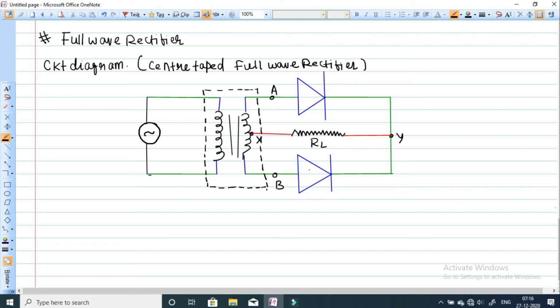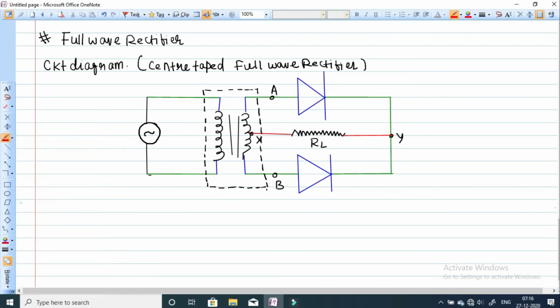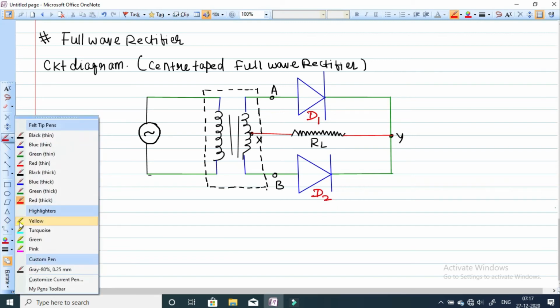Two diodes are there. This diode I'm taking as D1, and this diode is D2. So this is the circuit diagram. Now we will see the working of this.